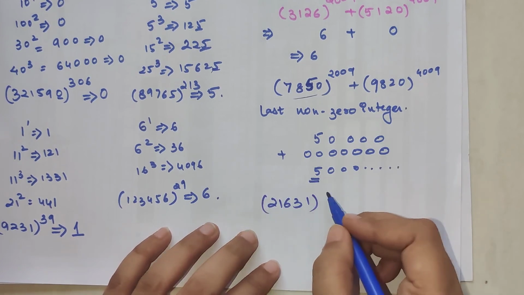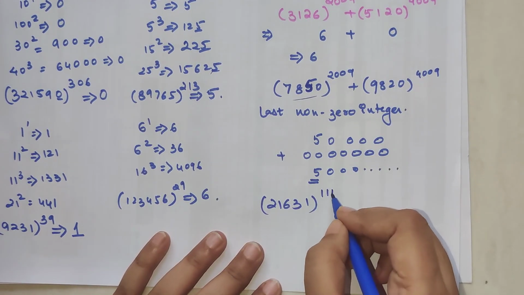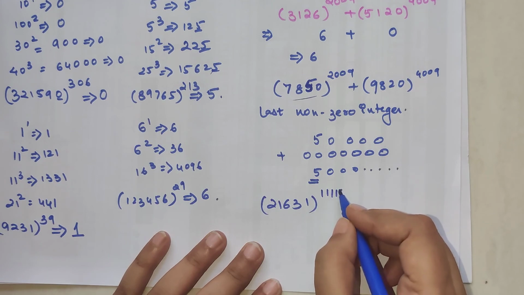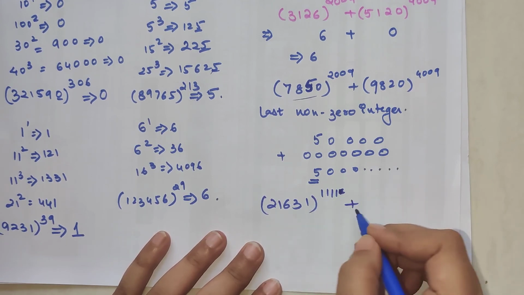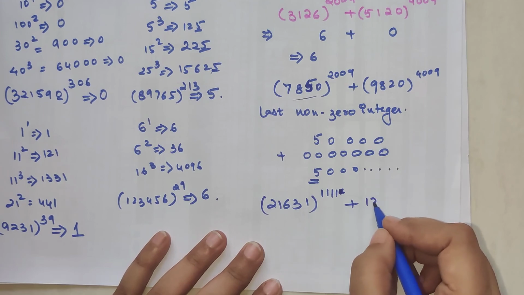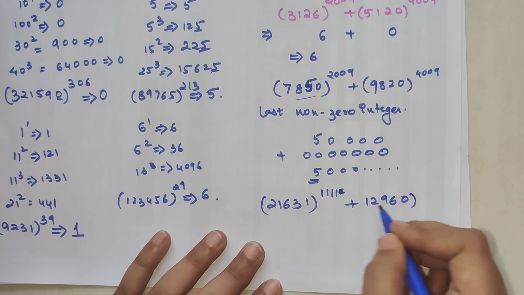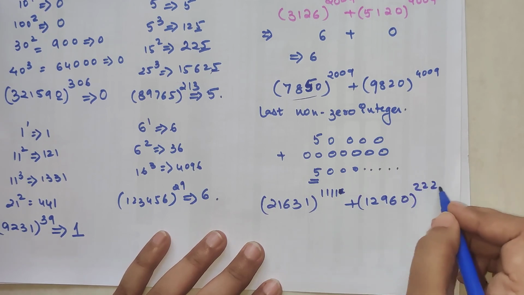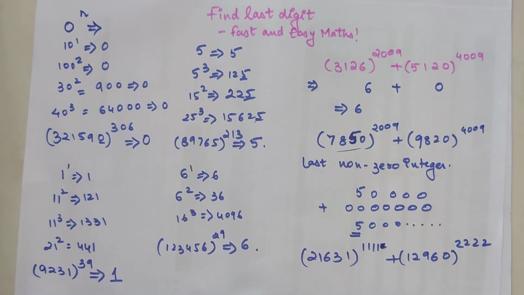Now tell me what is the answer of 21631, the whole raised to 1111, plus 12960, the whole raised to 2222. Okay, so now please tell me what should be the answer for this particular sum.